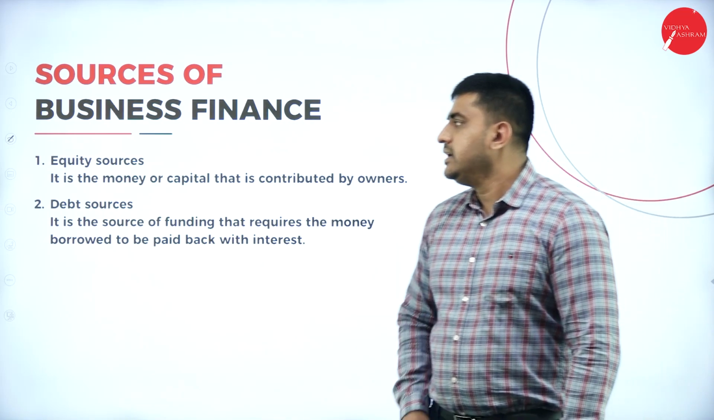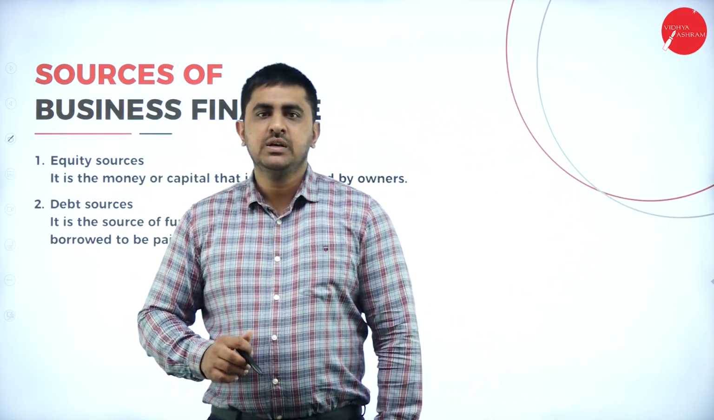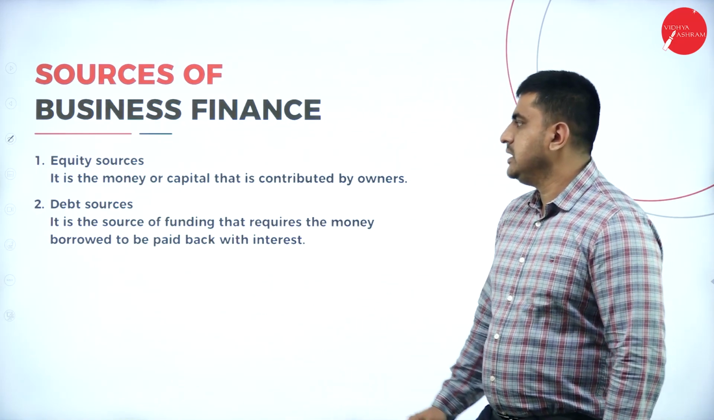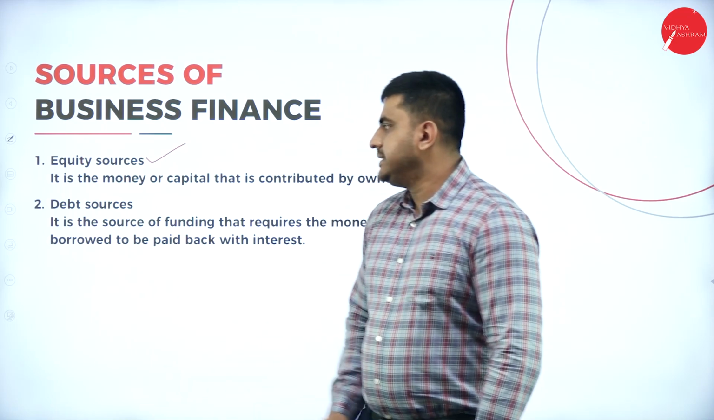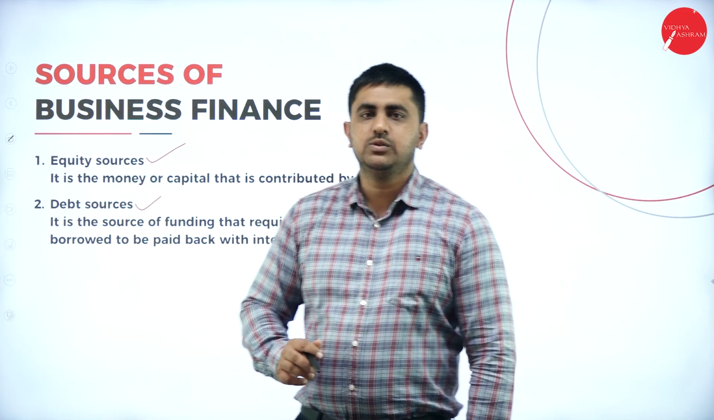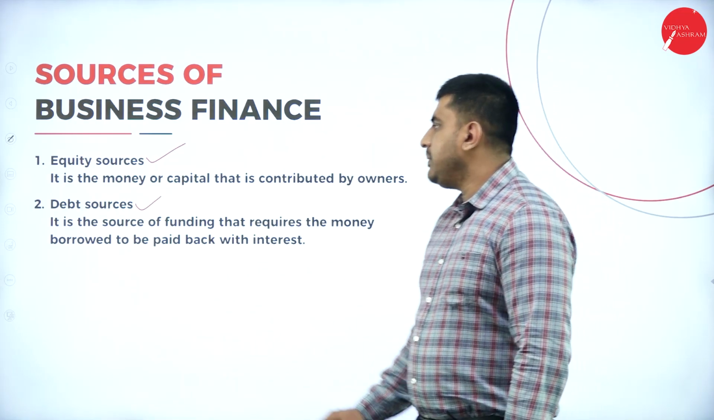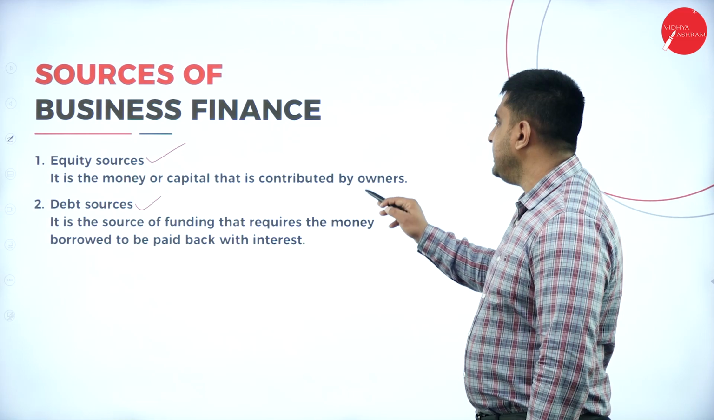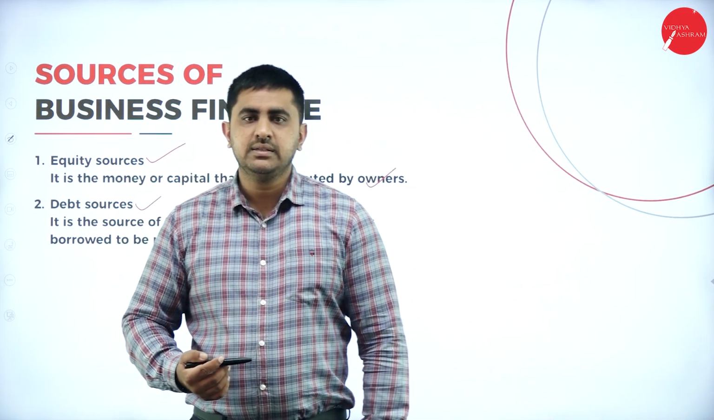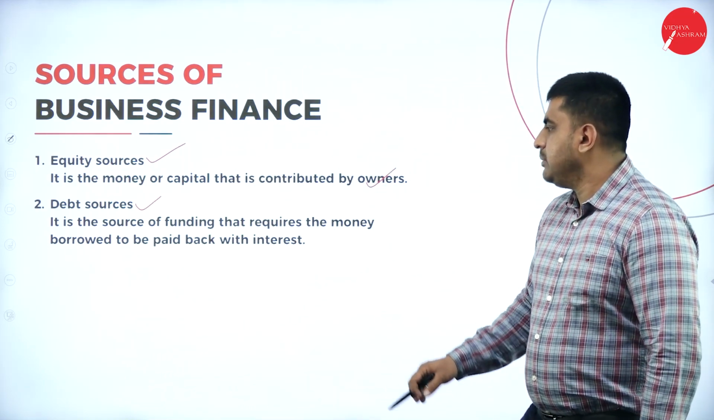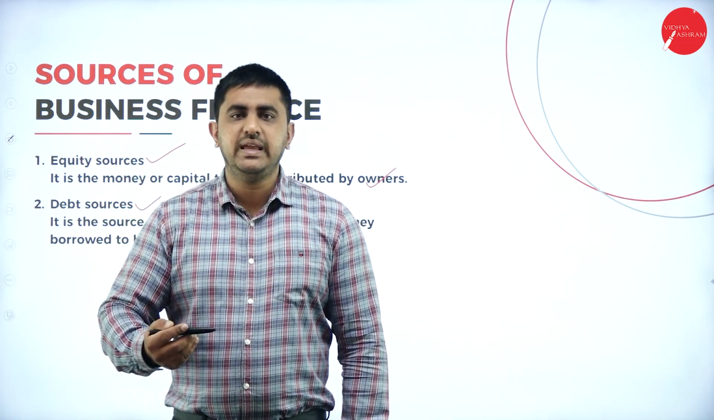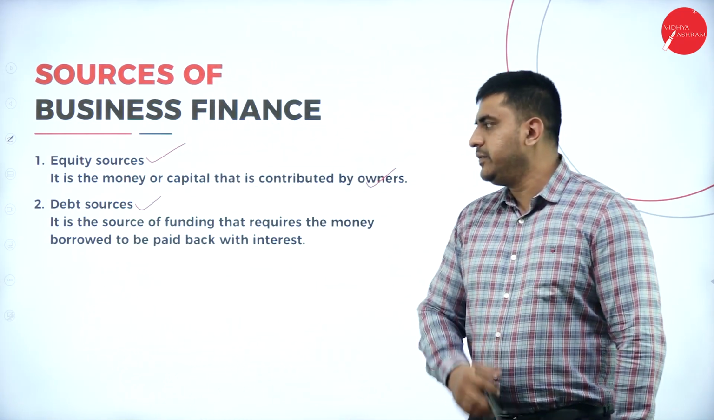So next we see the sources of business finance. Here there are mainly two main sources. We will understand one by one. First one is your equity sources. Second one is your debt sources. So we will understand what is equity sources. Here it is the money or capital that is contributed by the owners. That is, the owner puts in his own investment. For example, he has some money which he has pooled in the previous years, and he is investing his money in the business. That we call equity sources.